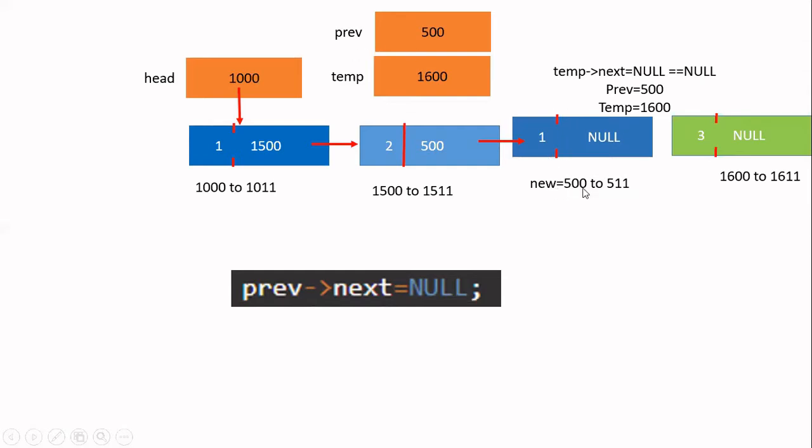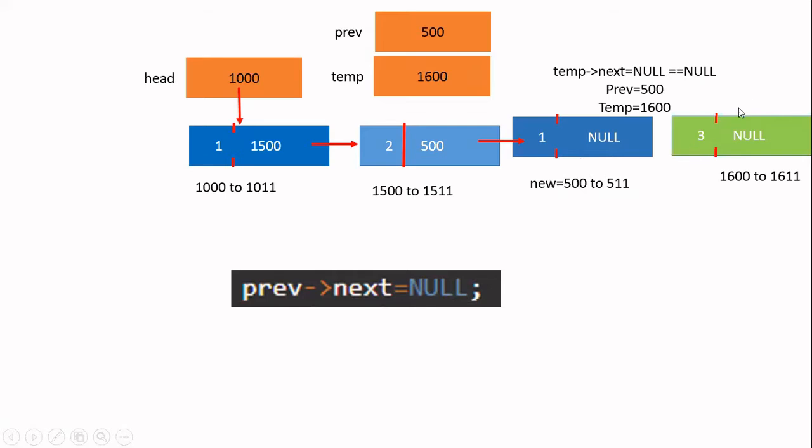500 is available in previous. Now you have to go to previous. In that you have to change the next field as null. So that I am writing here: previous arrow next is equal to null. If I do this, this will have null. This is detached from the linked list. If you see, green color is detached from the linked list.